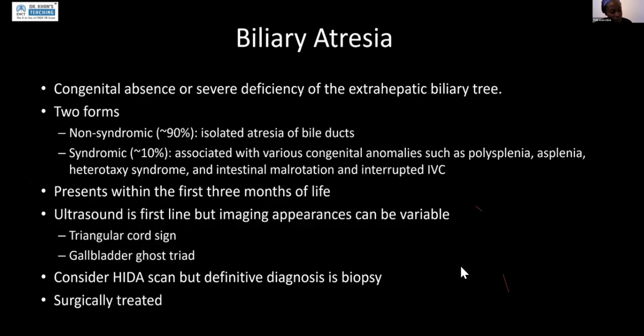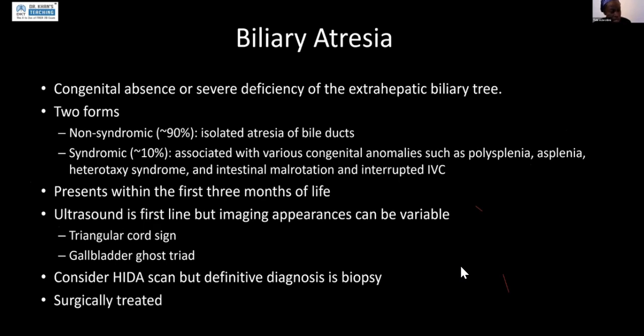And if you are concerned for biliary atresia based on the ultrasound appearances, you can do a HIDA scan, which is a nuclear medicine scan, which looks for uptake of the radiotracer and then excretion into the gallbladder and then eventually into the small bowel within 24 hours. But the definitive diagnosis is done by a biopsy.